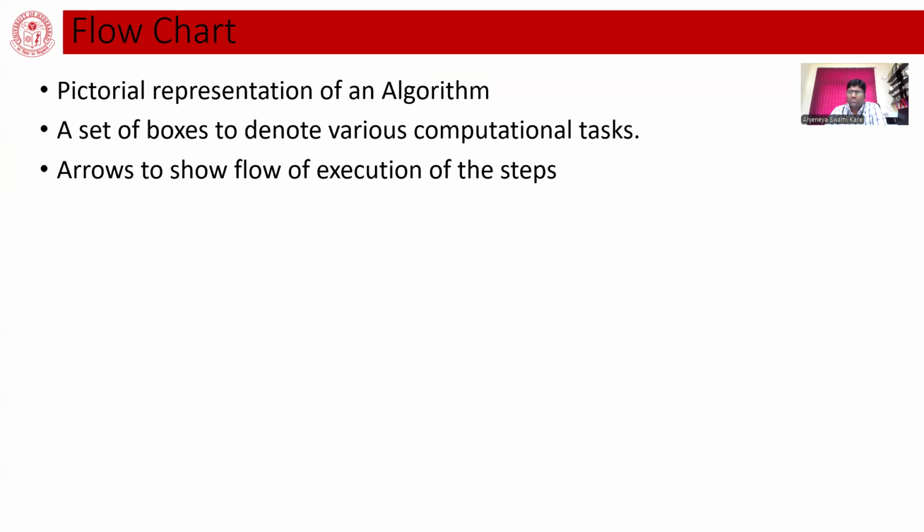There are some basic boxes or shapes to represent each form of computational task. One computational task can be input, output, process, or condition checking. For each of these computational tasks, we have a special symbol, shape, or box. Using that box, we will represent that particular task, and then we will show the flow of execution with the help of arrows. Let us see some examples.